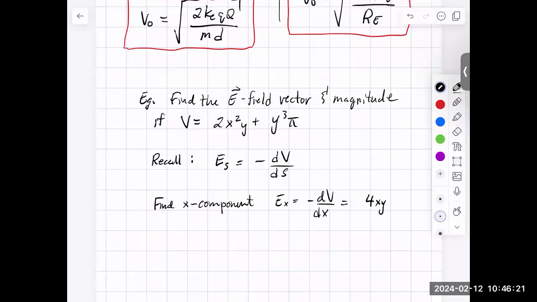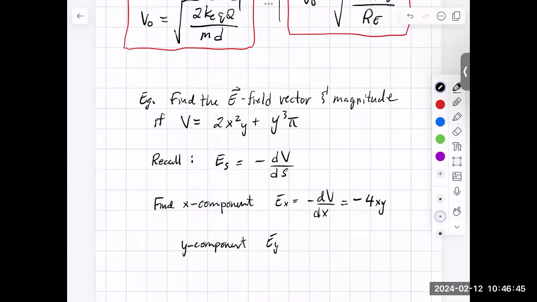And then that's the derivative, but we require the negative of that derivative. So it's minus 4xy. There's a second term, y cubed times pi, but there's no x in there. And so the derivative of that is just 0. Okay, so we're going to find the y component next.